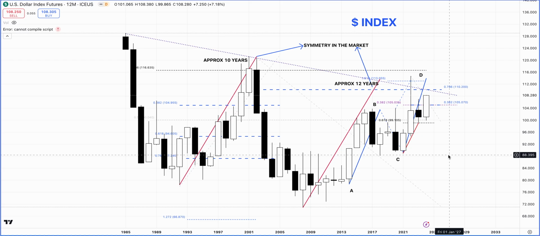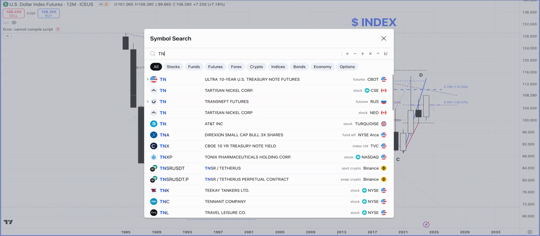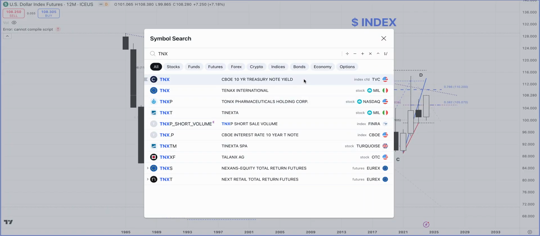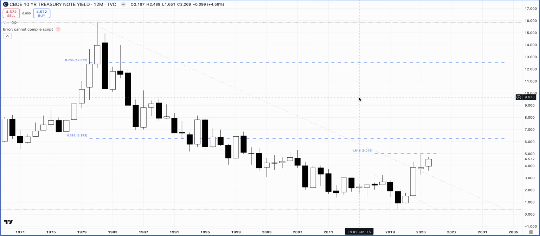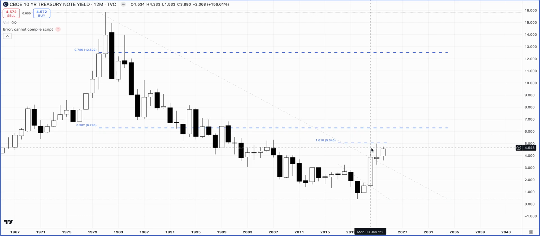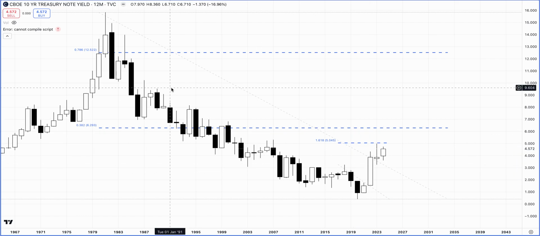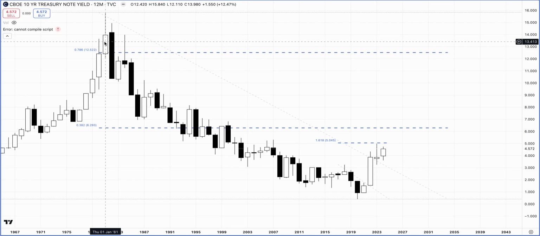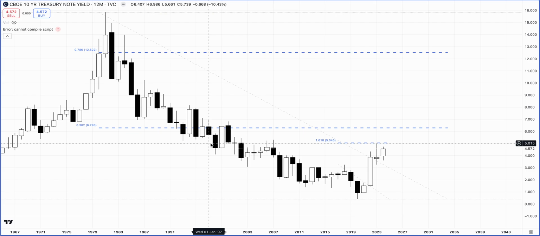All right, so now let's take a look at the bond market. So we're going to take a look at the 10-year Treasury yields. So this is going to be the symbol TNX. And we are looking at the yearly candles. So one candle is 1 year. We can see that since 1981, the yields have actually been moving lower, lower, and lower. So that's about 43 years roughly. 43 years that we have been in an environment where the interest rates have been moving lower.